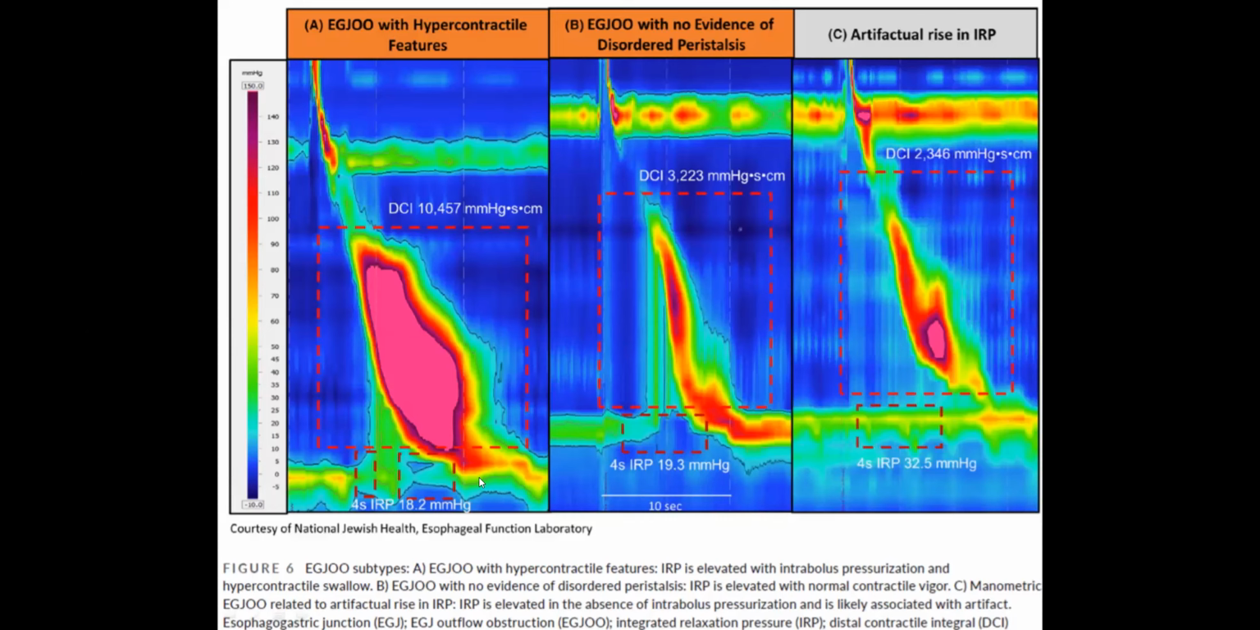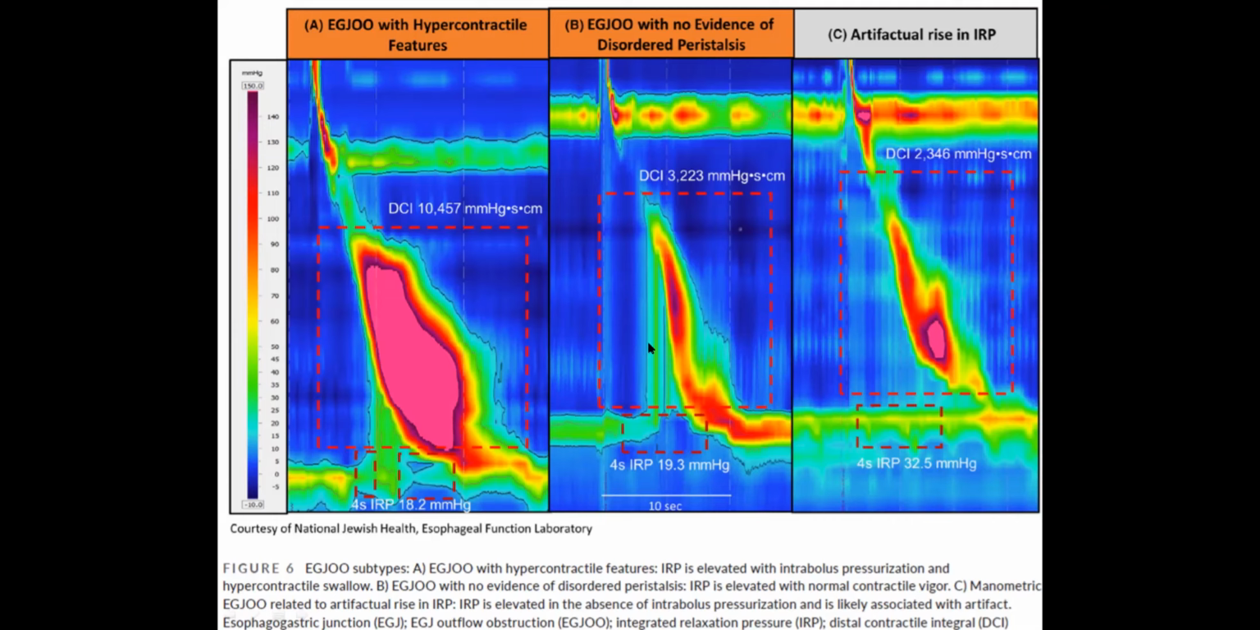With hypercontractile features, right? On the left, you can see a very high DCI above 8,000. And then in here, one thing to note is you can see this stiletto pattern, in the first two examples here. You can see a pressure here showing intrabolus pressurization, right? So this is what they are talking about, intrabolus pressurization, signifying a significant obstruction to cause the bolus to get pressurized due to the peristalsis.